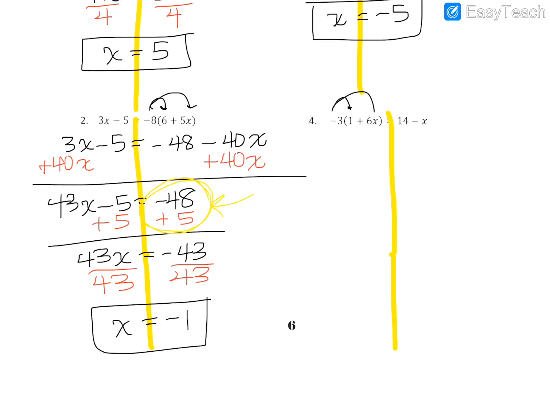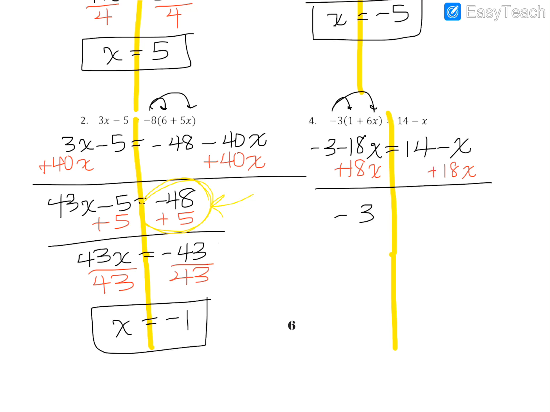Distribute the -3. So we get -3 minus 18x. Do we have like terms? No. Do we have x's on both sides? Yes. The -18 is actually smaller, so I'm going to add the 18x. And remember, the point of moving the smaller variable is to keep the x as a positive number, because a lot of times people make mistakes when they have negatives. So adding the smaller x just ensures that we have a positive value on our x. Okay, we're going to move the constant next, so that's the 14.